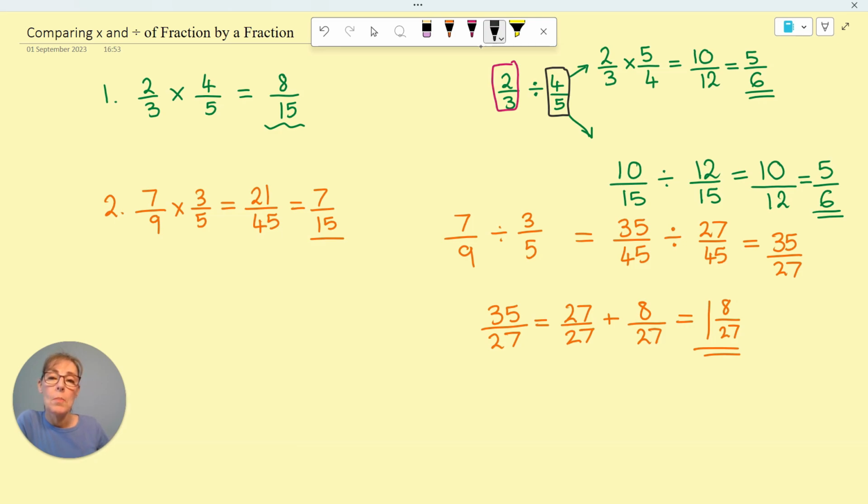The multiplication on number 2, 7/15, 7 is just under half of 15 because it would be 7.5 if it was half of 15, whereas the division of the fractions is 1 whole and 8/27, so it's about 1 1/3. So it looks like when you multiply a fraction by a fraction, you get a smaller fraction compared to when you divide a fraction by a fraction.